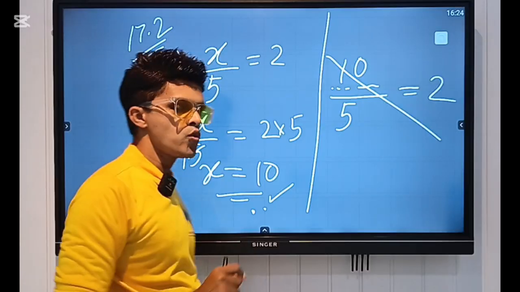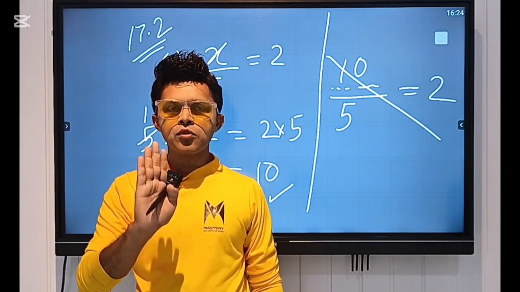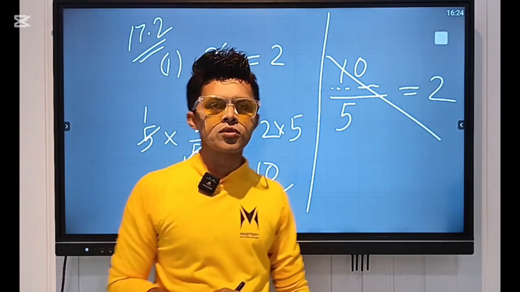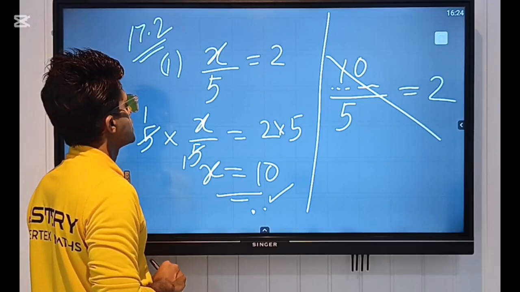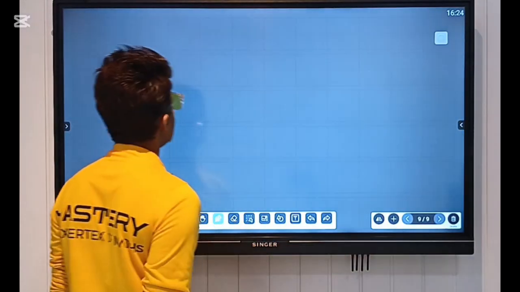So what did I do here? I multiplied both sides by 5. The reason is that you could see the digit 5 here as the denominator. Therefore, it's multiplied using 5 on both sides.